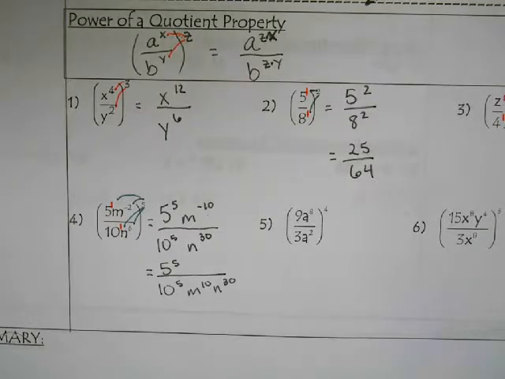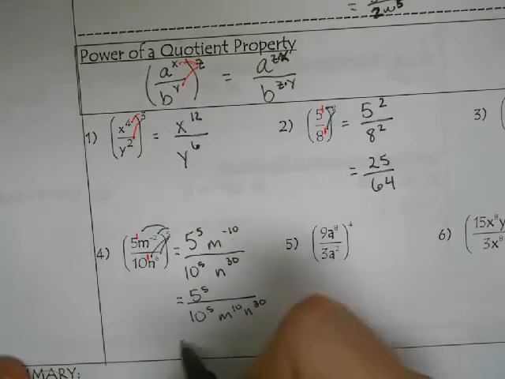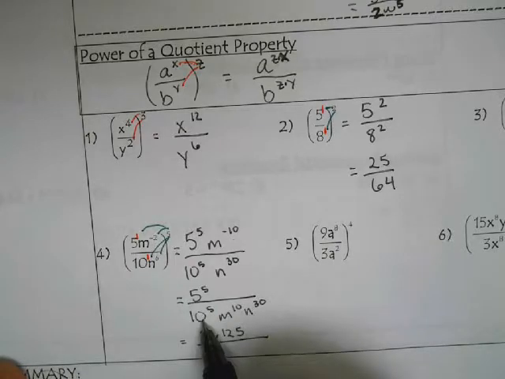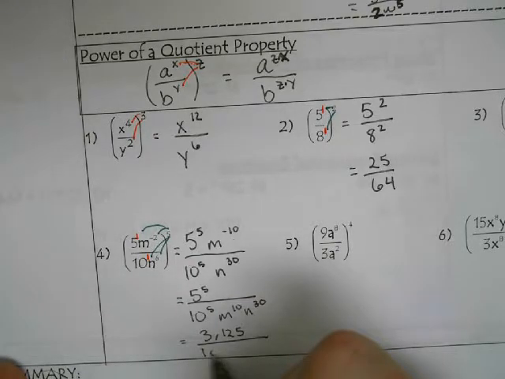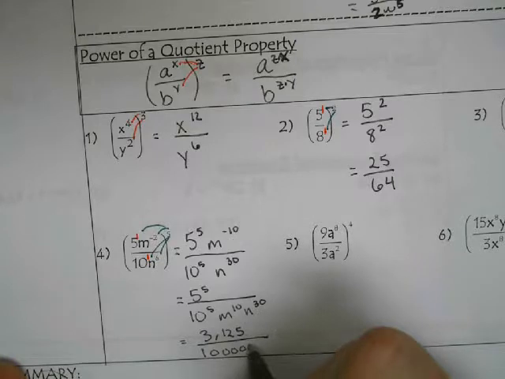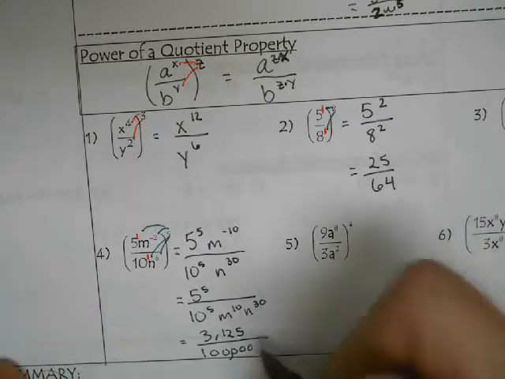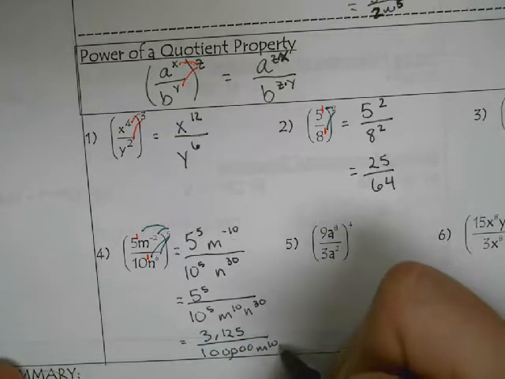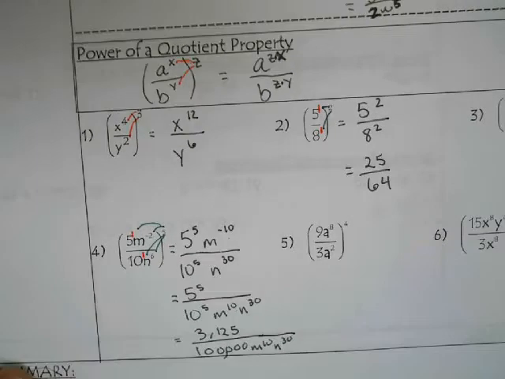And then we'll simplify our numbers. 5 to the 5th is 5 times 5 times 5 times 5 times 5. So that's going to be 3,125 over 10 to the 5th means we just have 5 zeros. So it's 1, 1, 2, 3, 4, 5. 100,000 times m to the 10th, n to the 30th.